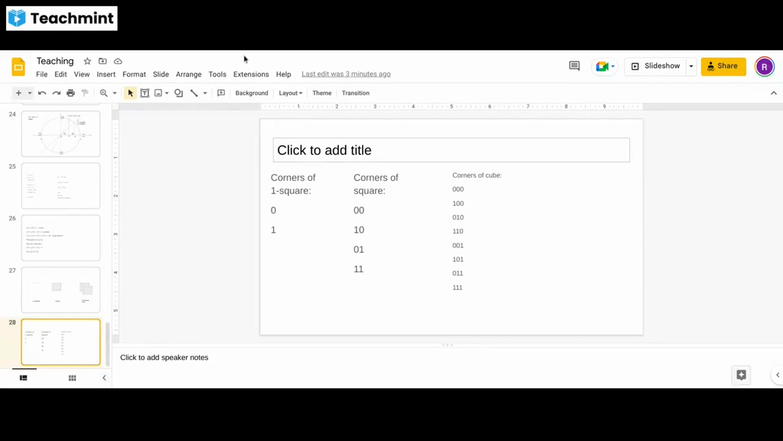So can anyone tell me how I will get coordinates for a 4-dimensional cube? Tell me any corner of the 4-dimensional cube. First, tell me any corner. 0, 0, 0, 0. 4 zeros. Okay. Tell me one other corner. Yeah, correct. 0, 0, 0, 1. Okay.